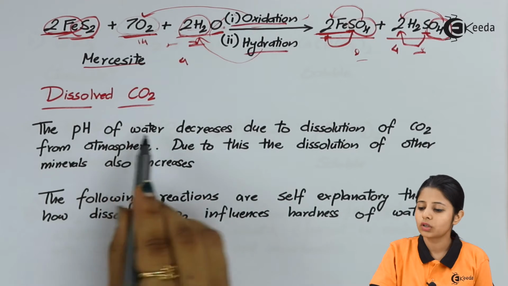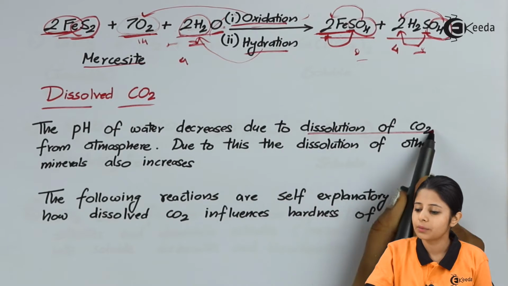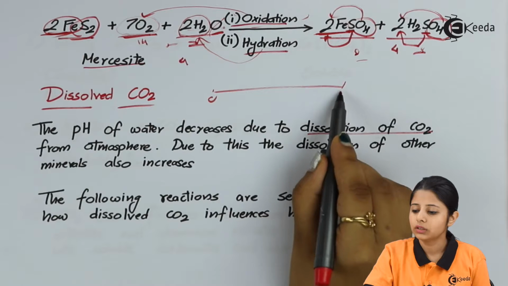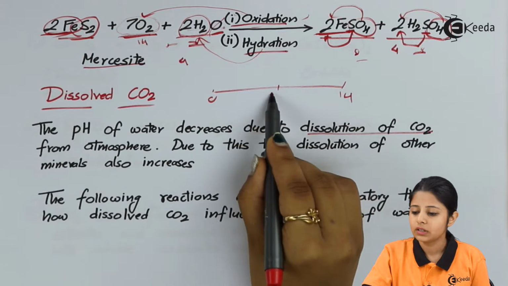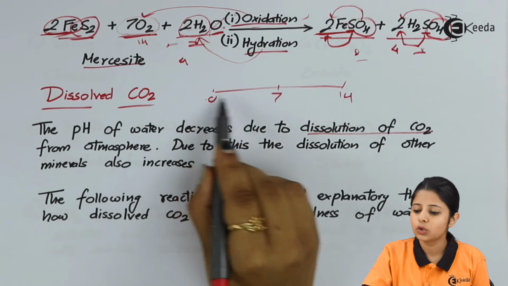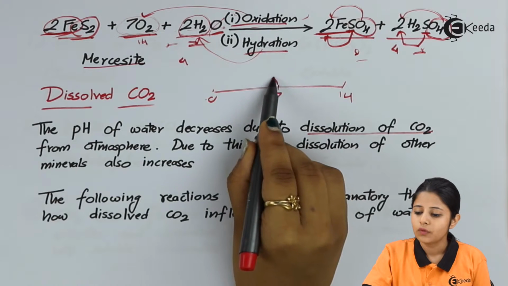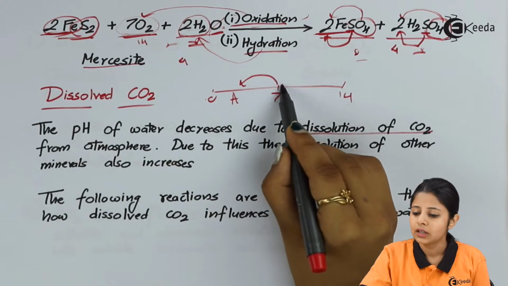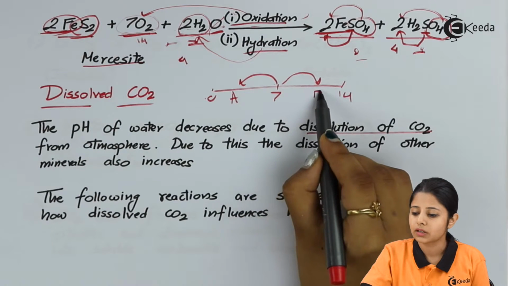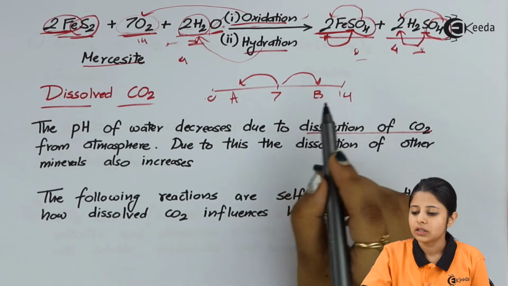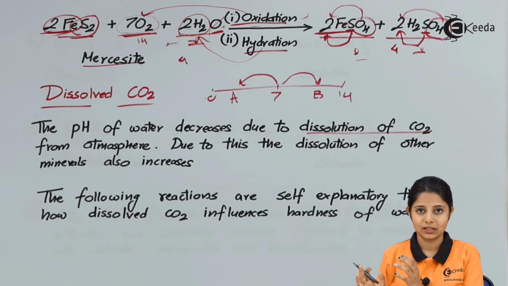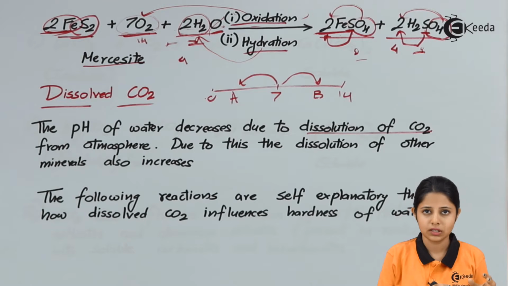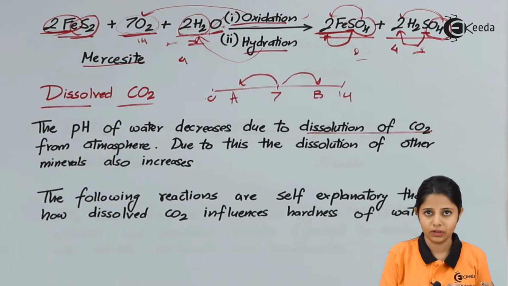The pH of water decreases due to dissolution of carbon dioxide. Now we have a pH scale from 0 to 14, and 7 is the neutral. From 0 to 7 is known as acidic, and the other side is known as basic. That means that if the pH increases, the water is going to the basicity level. If the pH decreases, the water is going to the acidity level.